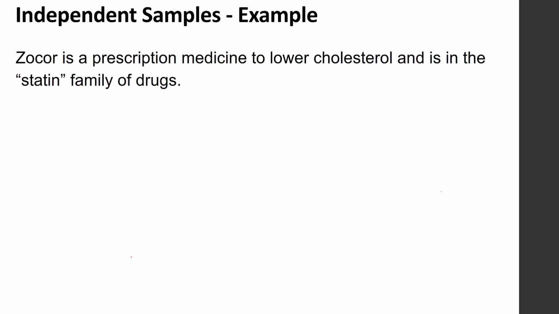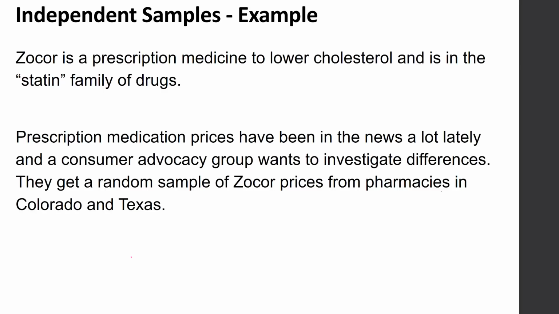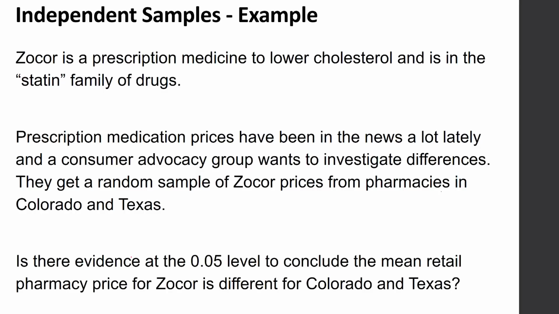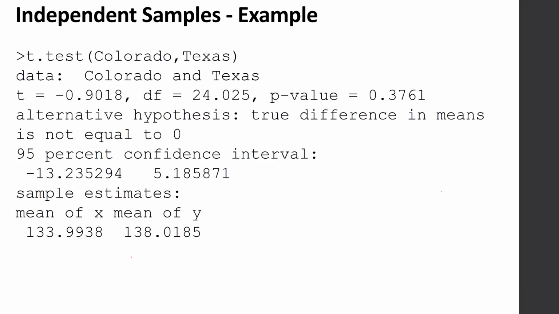Zocor is a prescription medicine to lower cholesterol and is in the statin family of drugs. Prescription medication prices have been in the news a lot lately, and a consumer advocacy group wants to investigate differences. They get a random sample of Zocor prices from pharmacies in Colorado and Texas. Is there evidence at the 5% level to conclude the mean retail pharmacy price for Zocor is different for Colorado and Texas?